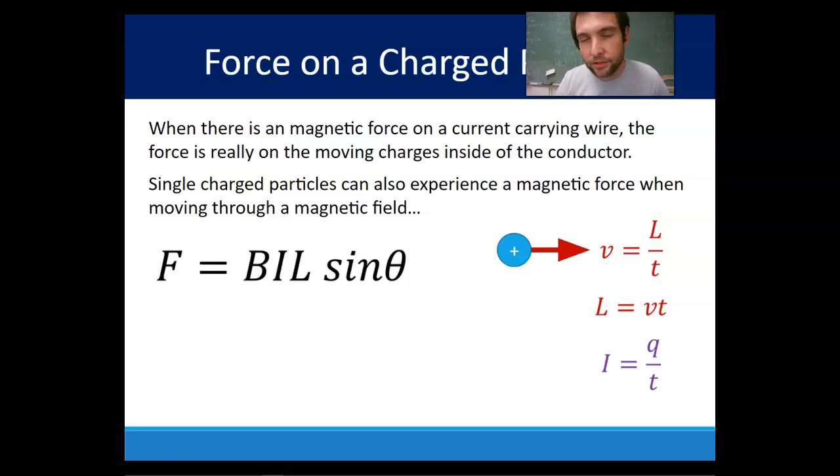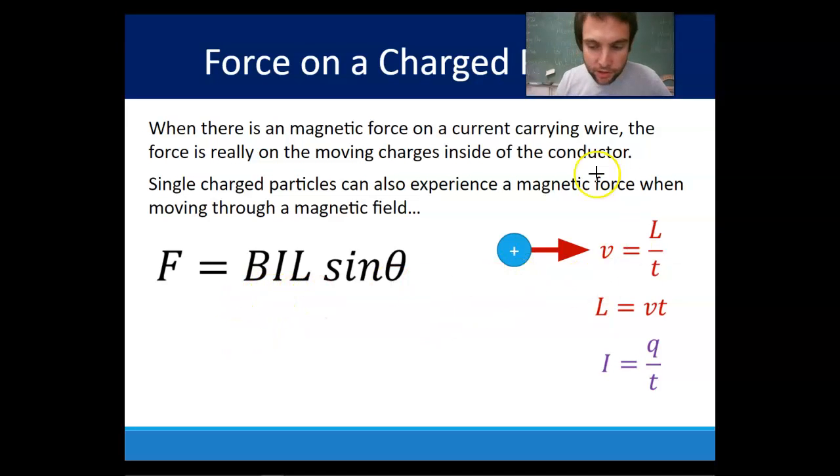Velocity is a distance over time. Well, if the charge is moving some distance through a wire, we would call that the length. So a charge moves some length. For this, the velocity is not distance over time, but length over time. Solving for length, we get L equals VT. And we have I equals Q over T, charge per unit time, the flow of charge, or the rate.